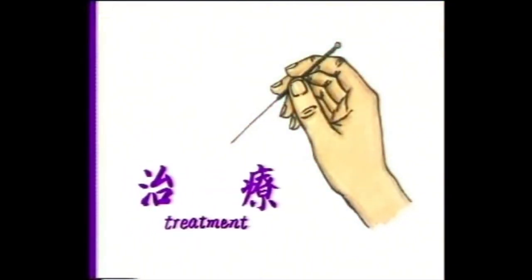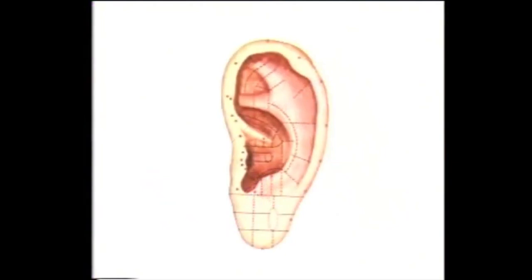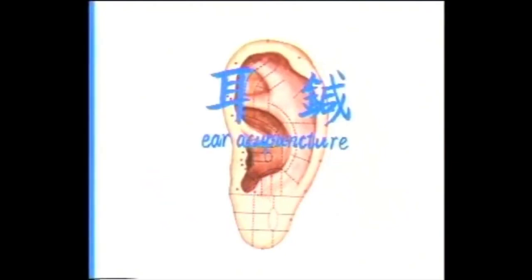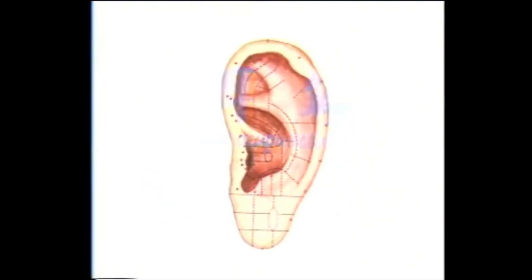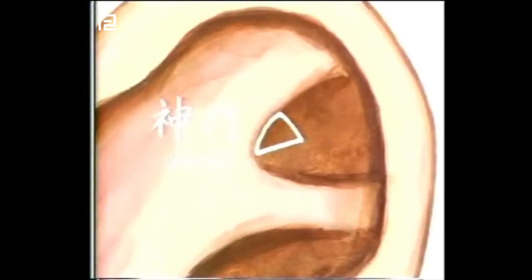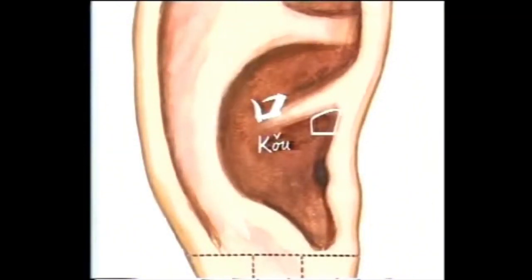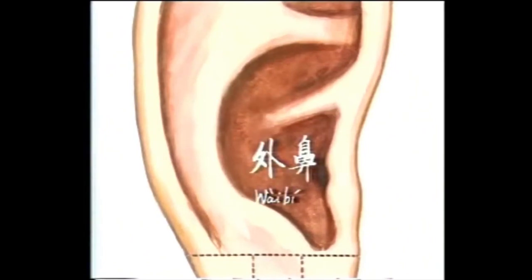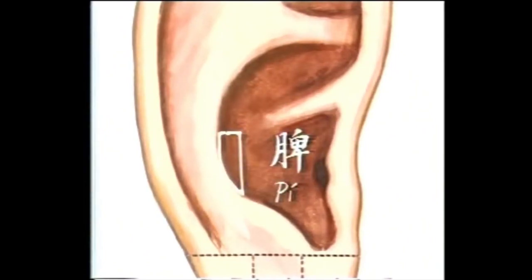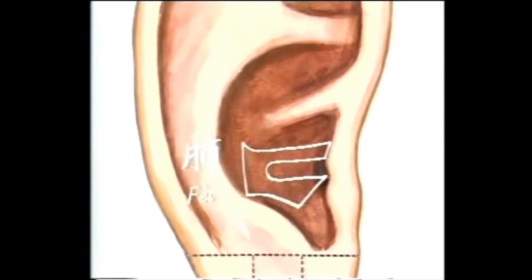Auricular acupuncture. Select points: ear 神门, kidney, mouth, external nose, spleen, lung, adrenal, subcortex, and endocrine.